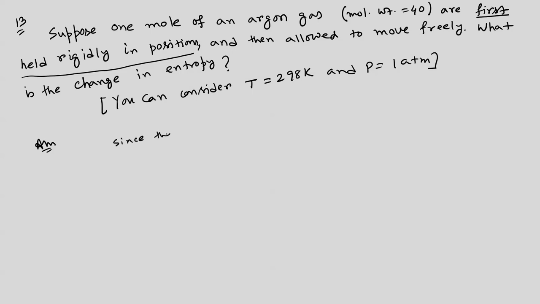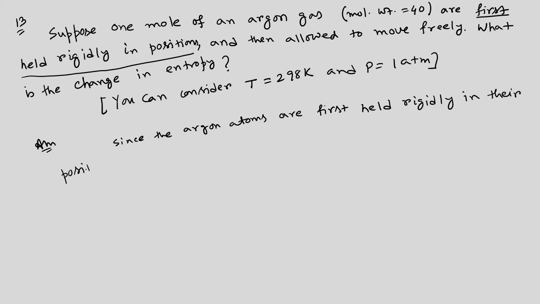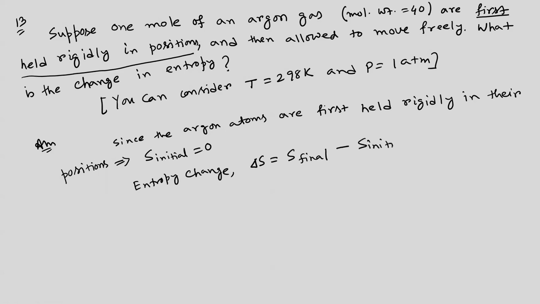since the argon atoms are first held rigidly in their positions. So S initial is 0 and we need to calculate the entropy change. We say delta S for the process is S final minus S initial. And we have obtained S initial 0. So we need to calculate S final.